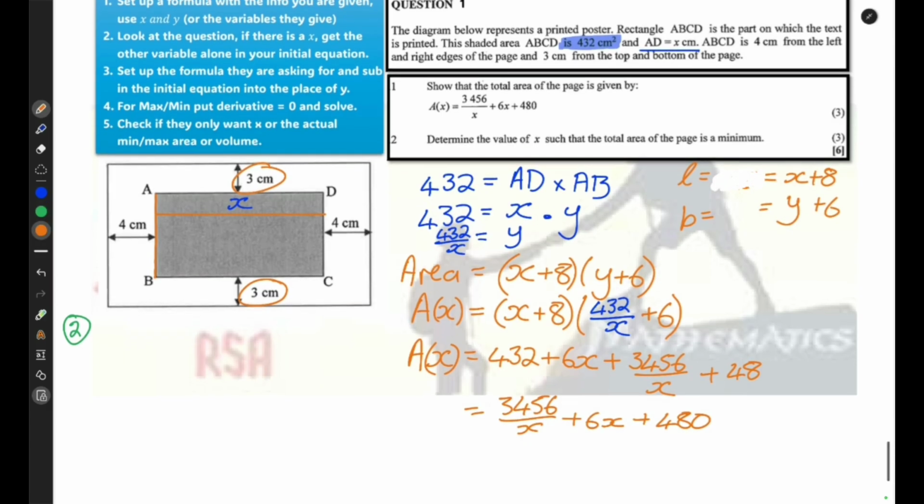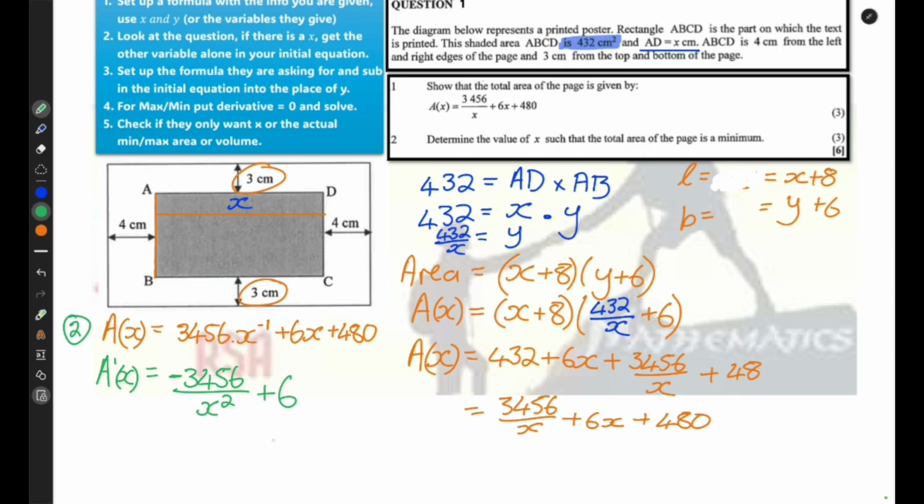So I'm first going to stick to orange and just say, okay, so my A of x formula would then just be equal to 3456 times x to the power minus 1. The rest is fine, plus 6x plus 480. And now, if I get the derivative in terms of x, I can say this is minus 3456 times x to the power minus 2. I'm just going to bring it down. And then just a plus 6.